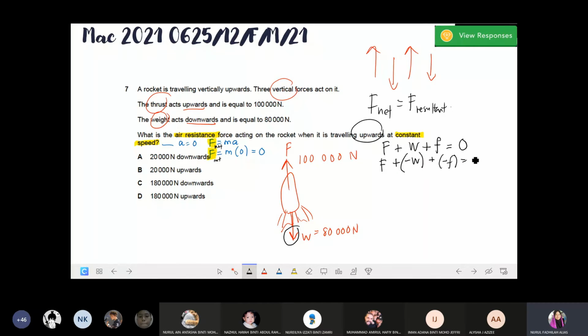So if you understand, actually you don't even need to do this step. You should know that the total force upward should be equal to the total force downward, which is this. Okay, so once you know the force is 100,000 and the weight is 80,000, you can get the air resistance, which is 100,000 minus 80,000. So you get it. Okay, now how do you know if it's downward or upward?